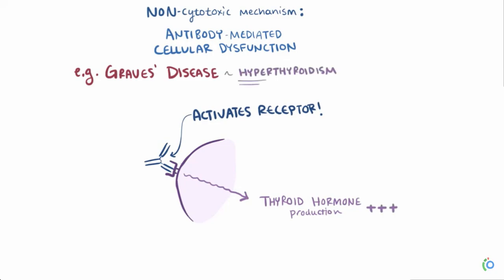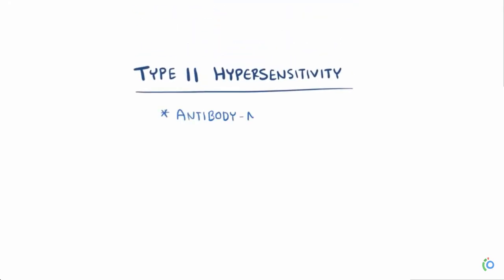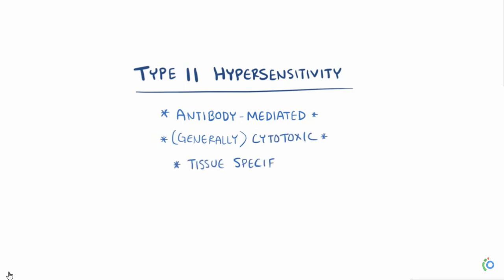And we have a handful of different ways that antibody binding to cells can cause them to get destroyed or become less effective. The important thing to remember about type 2 hypersensitivity is that they're antibody mediated. They generally lead to cytotoxicity, and it's tissue specific.